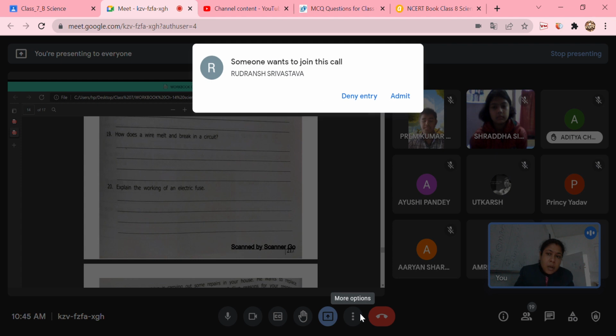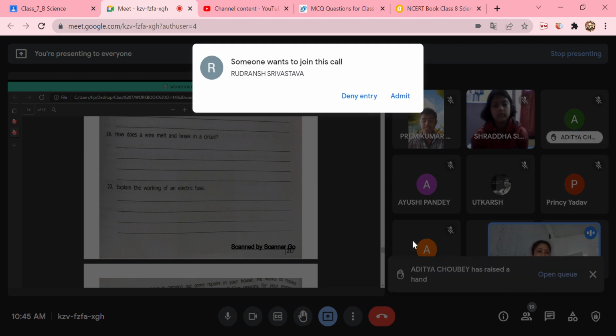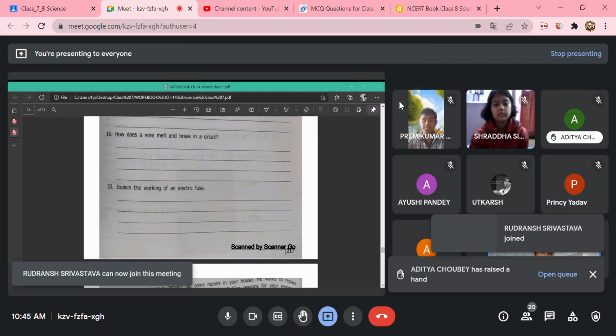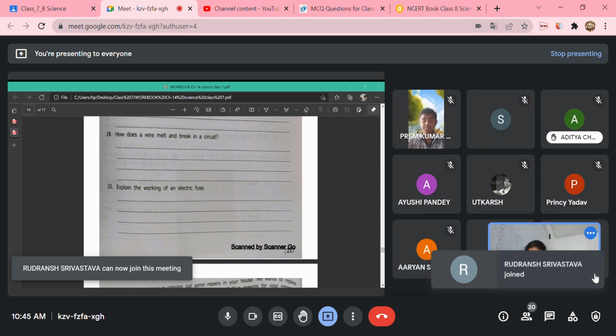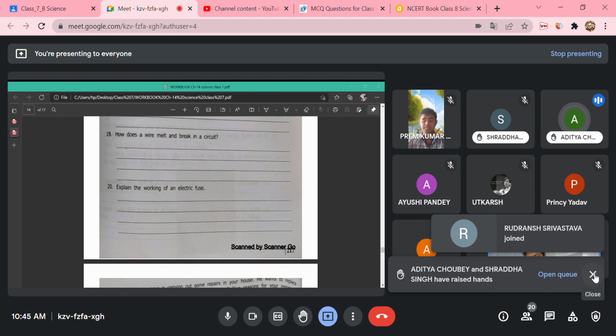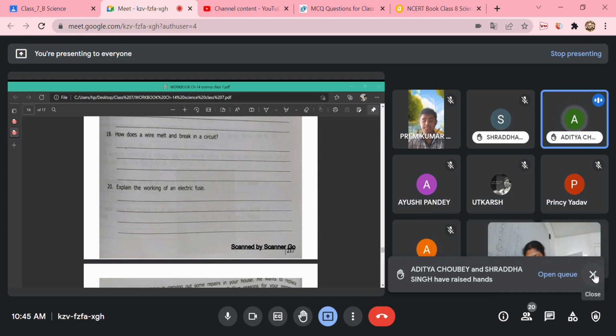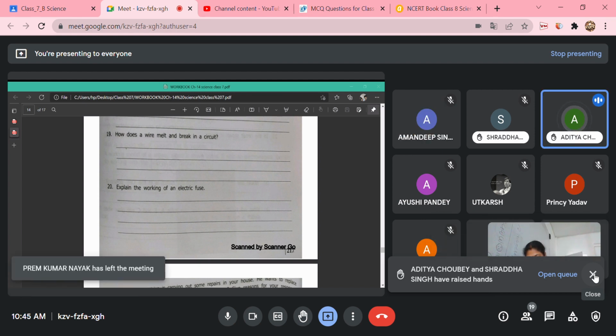Next one. How does a wire melt and break in a circuit? Yes, Aditya. Ma'am, the wire melts and breaks in a circuit because when the electricity goes in a higher amount and the resistance is very high, then it melts.